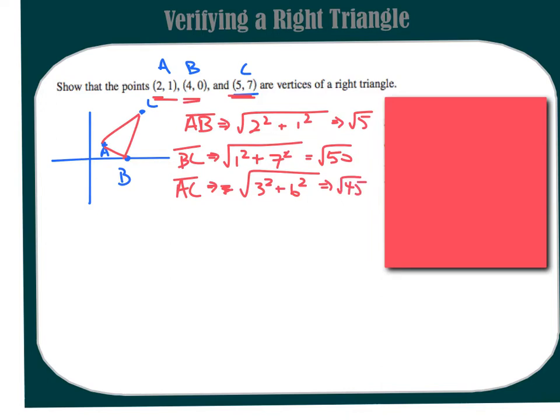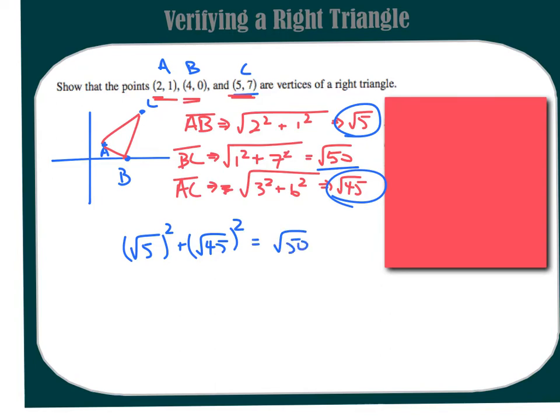Now, which one do I think is my hypotenuse? BC. Why? It's the biggest. Okay, the largest side should be your hypotenuse. So now I'm going to use the converse of the Pythagorean theorem. Square root 5 and square root 45 should be my legs. So now I have square root of 5 squared plus square root of 45 squared equal to square root of 50 squared.